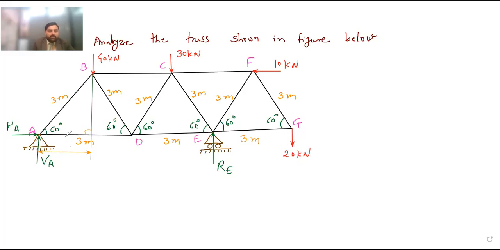Now we want to calculate this length. Suppose this distance is x, and this angle is 60 degrees. So x is the adjacent side. This perpendicular means this is 90 degrees, so this 3 meter will become the hypotenuse.